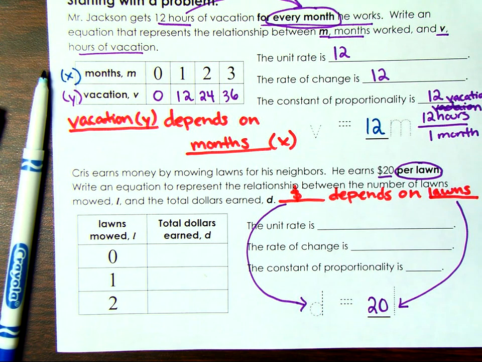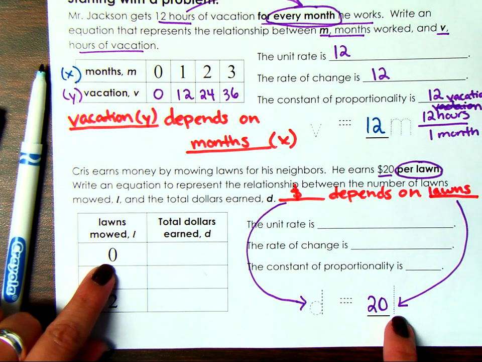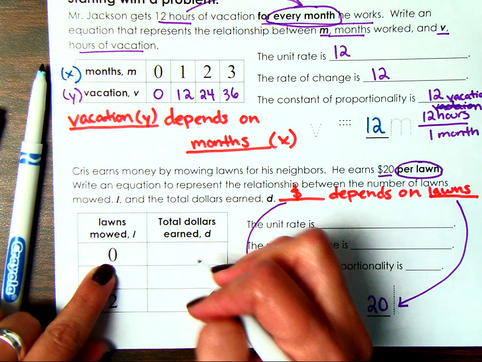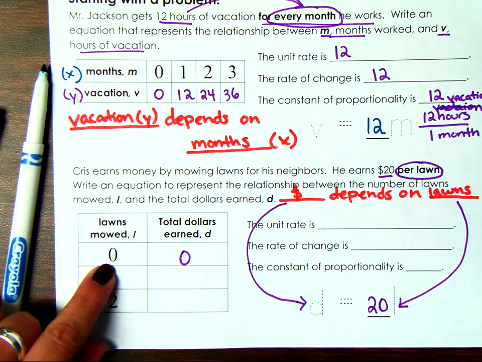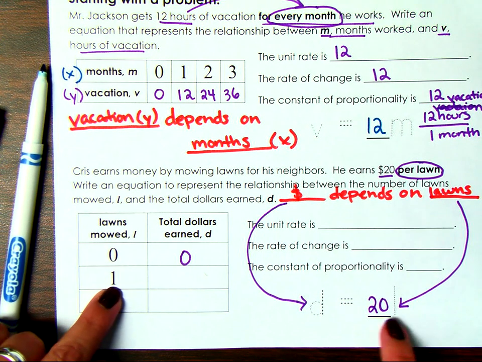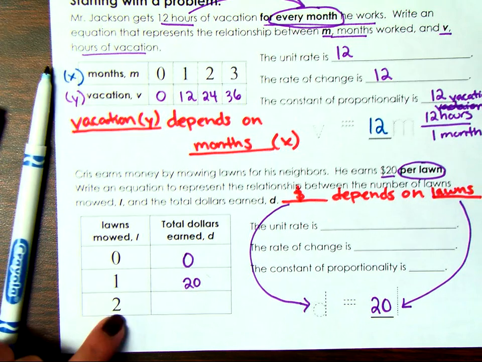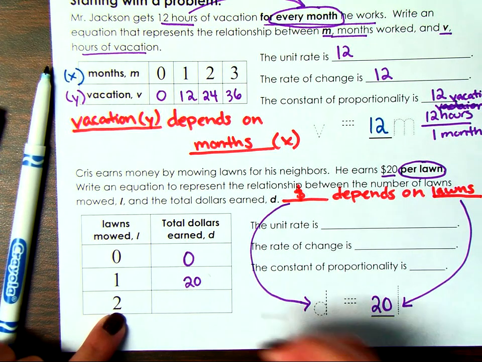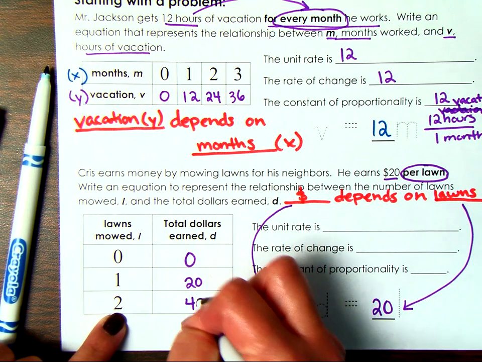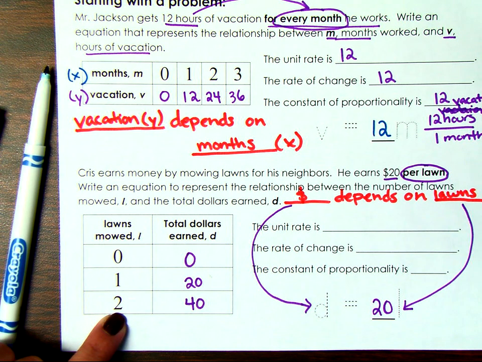So if I take 0 and I substitute that in, 20 times 0 is 0, which makes sense. You can't make any money if you haven't mowed any lawns yet. If he's mowed 1 lawn, well, that's $20. And if he's mowed 2 lawns, well, 20 times 2 is 40. So your unit rate is going to be this number right in front, right here in front of that variable. So your unit rate is 20.